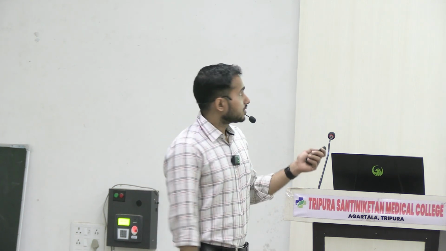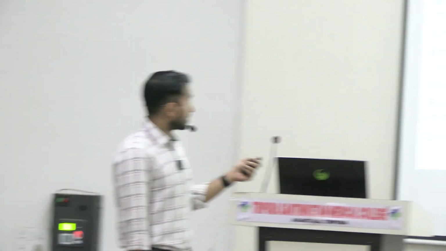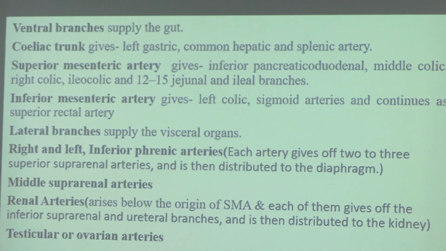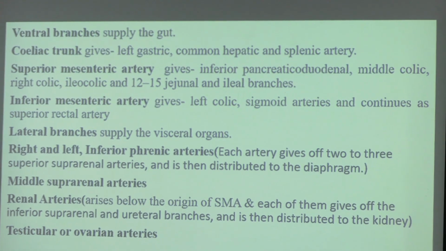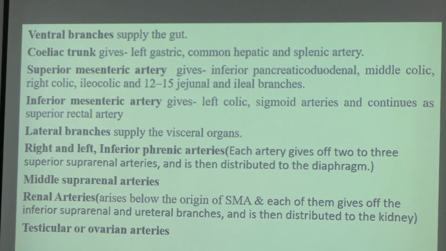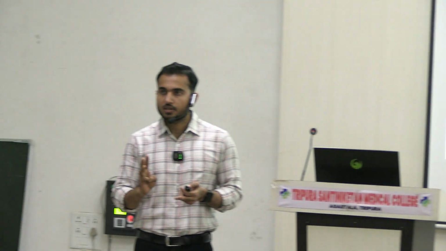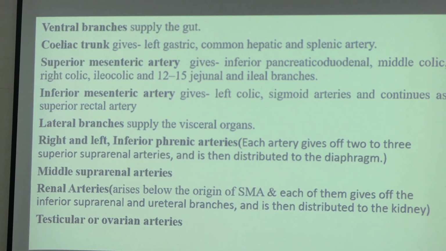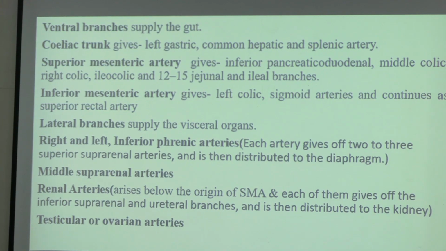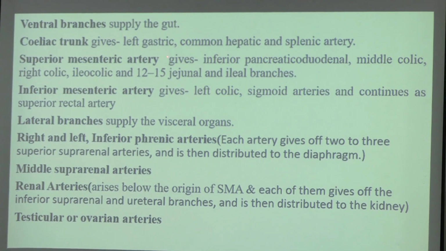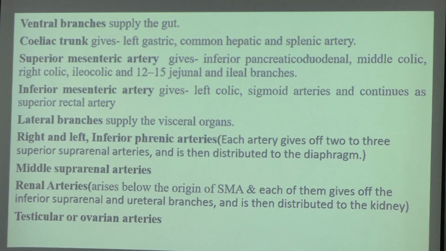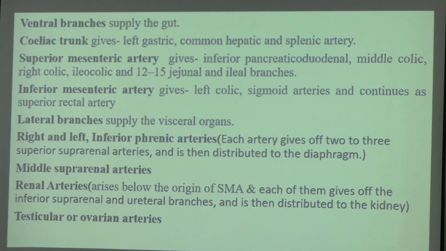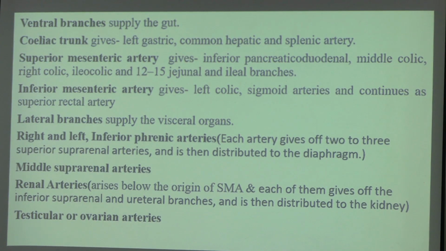As you can see, the celiac trunk, superior mesenteric artery and inferior mesenteric artery are the 3 ventral branches. So in the ventral branches, mainly 3 divisions are there. What are they? First is the celiac trunk, then the superior mesenteric artery and the inferior mesenteric artery. Here, the celiac trunk gives the left gastric, common hepatic and splenic arteries. So it will be supplying the stomach, the liver, the spleen and some part of the duodenum.